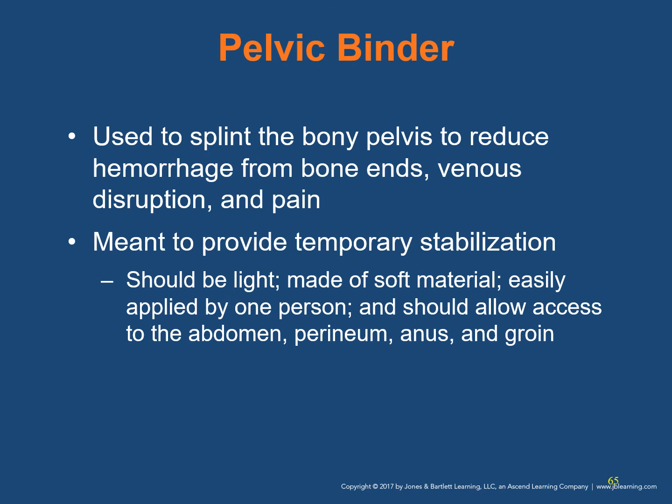Pelvic binders. Pelvic binders are used to splint the bony pelvis to reduce hemorrhage from bone ends, venous disruption, and pain. Pelvic binders are meant to provide temporary stabilization until definitive stabilization can be achieved. Generally, pelvic binders should be lightweight, made of soft material, and easily applied by one person, and they should allow access to the abdomen, peritoneum, anus, and groin for examination.